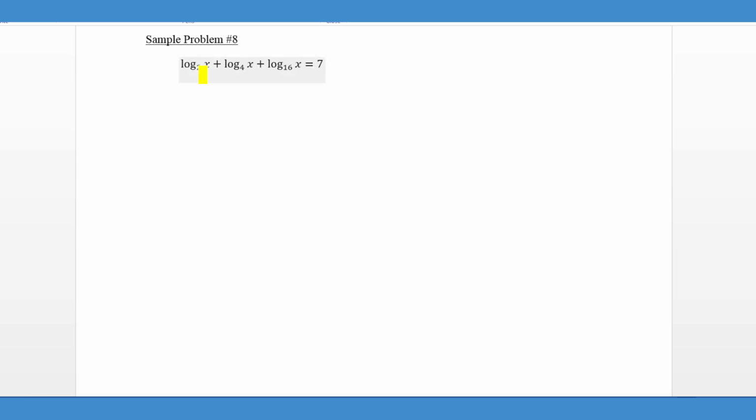You can see that the smallest log that I have here is log base 2, and so I'm going to use log base 2, which is simply a multiple of 4 and 16. That's always very convenient. So I'm going to use log base 2 for my change of base formulas.